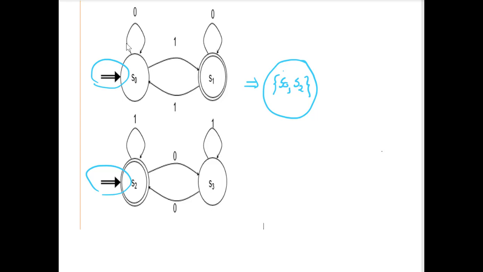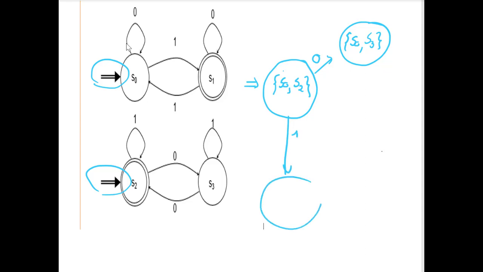So if we go from S0 out with a 0, we stay in S0. And if we leave S2 with a 0, we go to S3. So that's a new state, a combination S0, S3. If we leave S0, S2 with a 1, then from S0 we go to S1. And from S2 with a 1 we stay in S2. So again, a new state. Okay, this one is done.